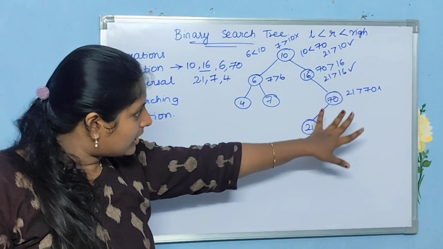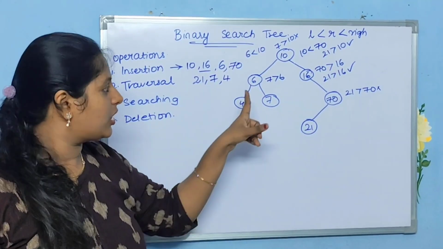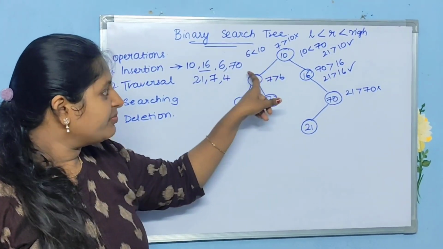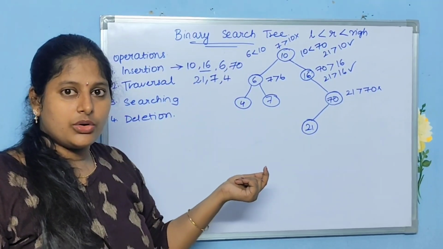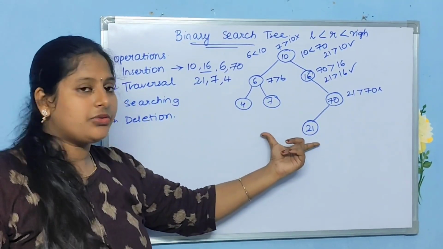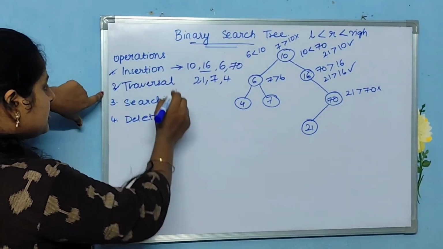After completion of this entire tree, if you want to find the pre-order, in-order also, you can do it with the help of the formulas we have seen, LNR, LR, and like this, right? You can also find it like that. So insertion is done, traversal is done.